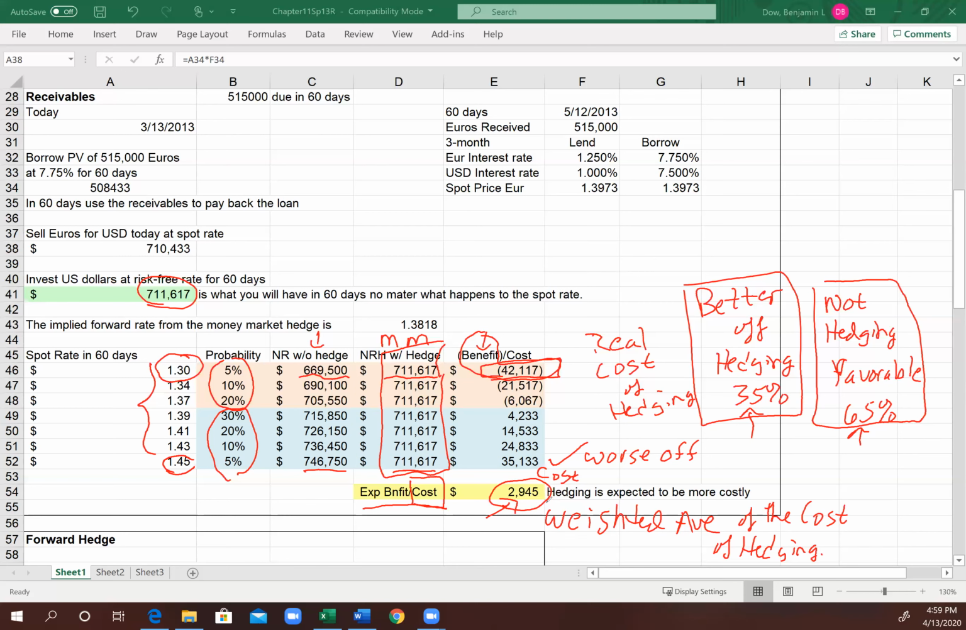But what does that $3,000 do? It removes all the risk. Now, when you're presenting this, you might say, we're better off hedging about 35% of the time. Not hedging is a more favorable outcome about 65% of the time. On average, it would cost us about $3,000 to hedge.